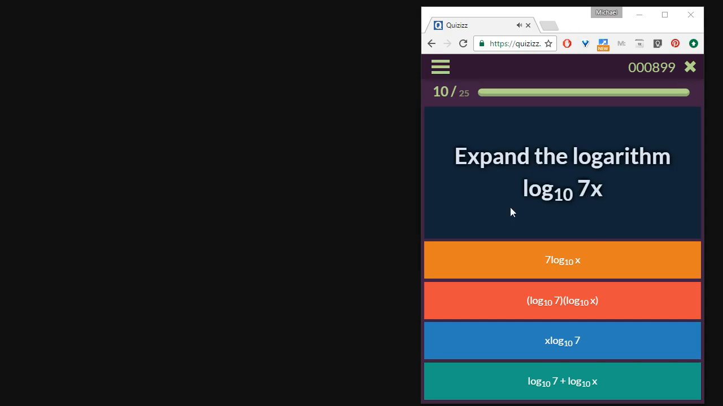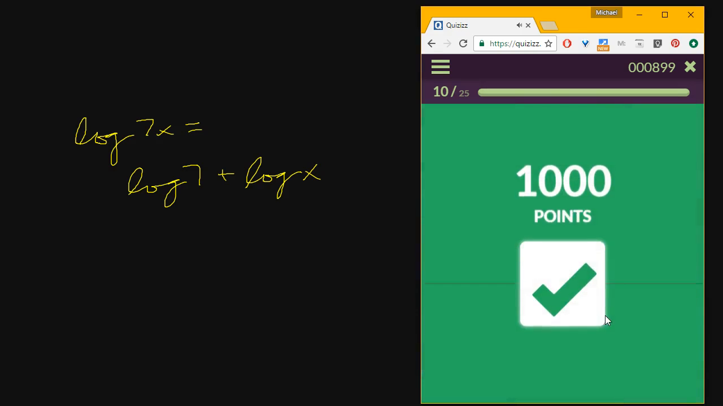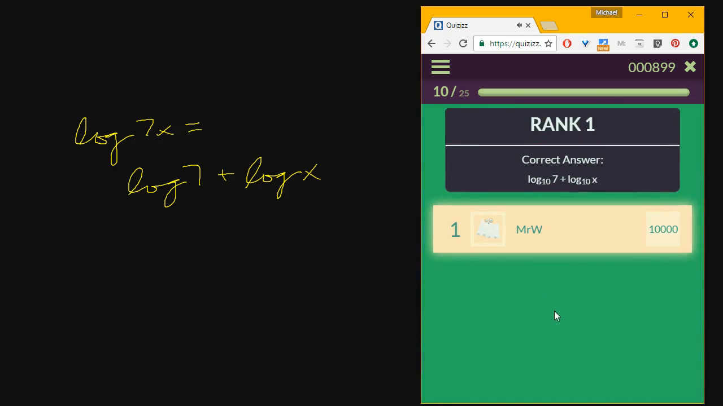Expand this logarithm. Okay, so if we want to expand a log, well, in this case, since we have 7 times x, we're going to use the product property. And since it's log base 10, if you don't mind, I'm not going to write the 10, but log of 7 times x is the same as log of 7 plus log of x. That's pretty well expanded. That's not bad. And it looks like it matches this one down here.